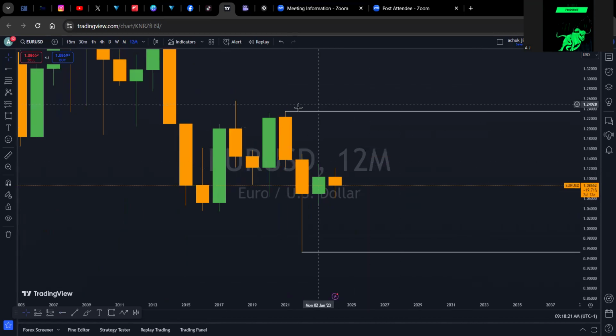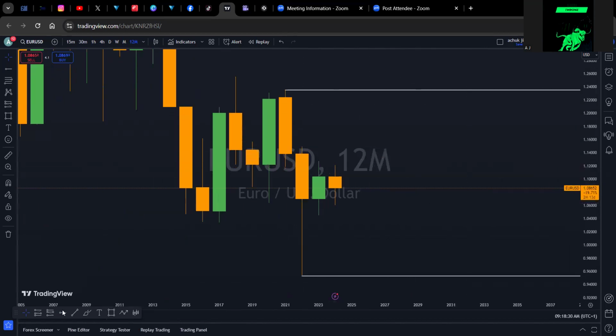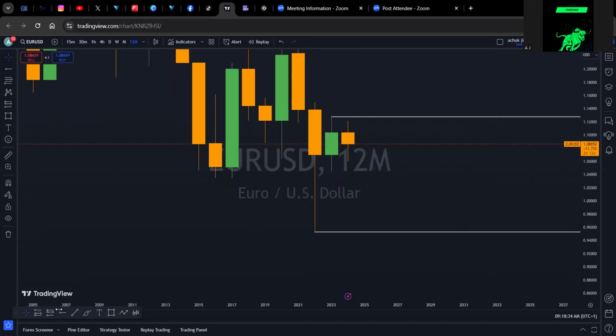Okay. Now we are trading around here. So we just need to concentrate our efforts around this area. So from here, you continue to mark the highs and the lows. So this is the yearly high, and then the yearly low.